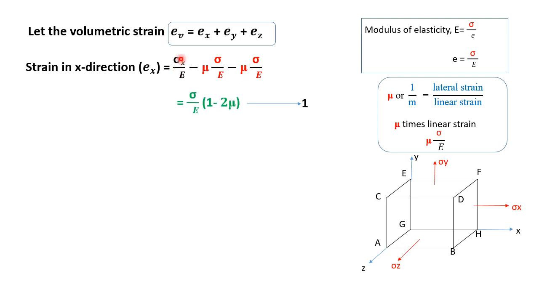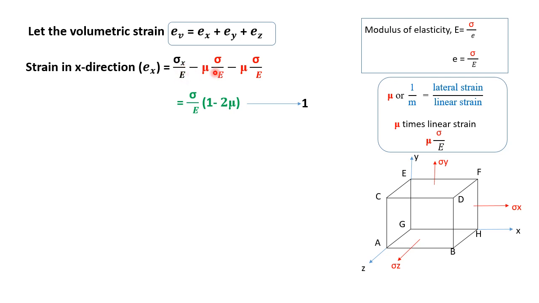Here the first term, sigma x by E, is the strain along the x direction, whereas the other two are the lateral strains. This is sigma x by E because the force is acting towards the x direction, so there will be a linear elongation. We know that the linear strain is equal to sigma by capital E. So the equation becomes sigma x by E.